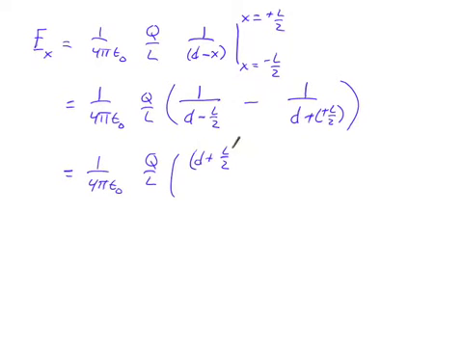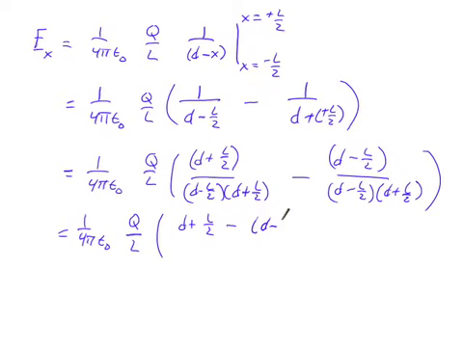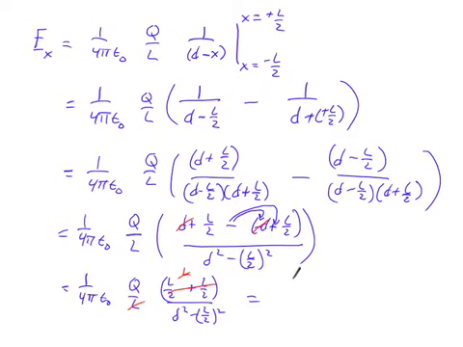You must find a common denominator by multiplying the first fraction by d plus L over 2 over d plus L over 2, and the second fraction by d minus L over 2 over d minus L over 2. Then you can add the numerators because you have a common denominator. Distribute that negative sign over the second term, and you'll notice that your d's will cancel out. You'll be left with L over 2 plus L over 2 in the numerator, which is simply L. And this cancels with L in the denominator.